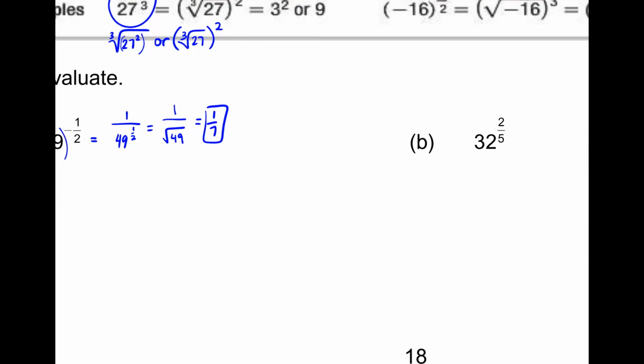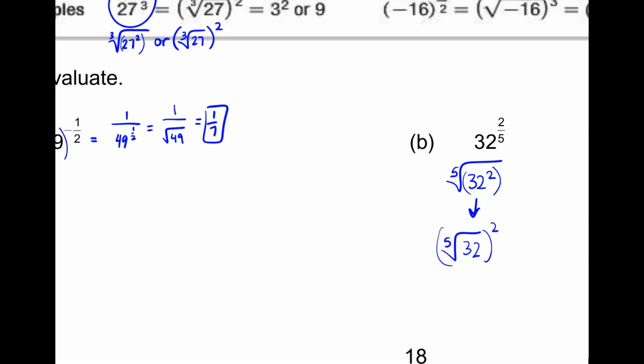This next one's a little more difficult. The reason we're doing these examples is to try to make it easier when you're computing. So I could write 32 to the 2/5 as the 5th root of 32 squared, or as the 5th root of 32 and then squared. It depends what you're trying to do first.